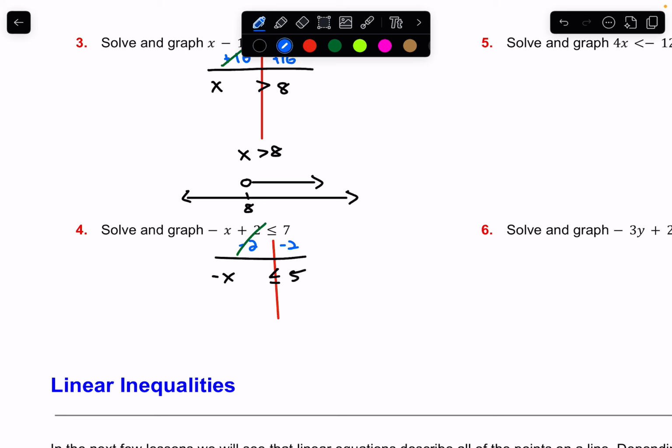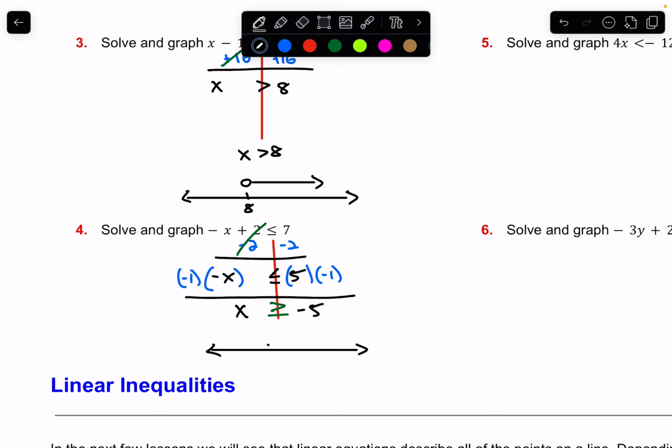So the way you do that is you divide or multiply by a negative 1 on both sides. But the new rule for inequalities is that if you multiply or divide by a negative number, you flip the sign. So I get x on the left and negative 5 on the right, but I can't leave that symbol facing the same way. Instead, I have to flip it, so now it's a greater than or equal to. So my answer is x is greater than or equal to -5.